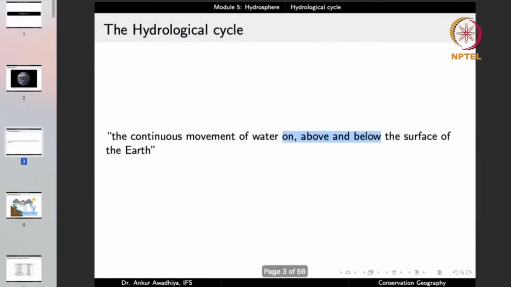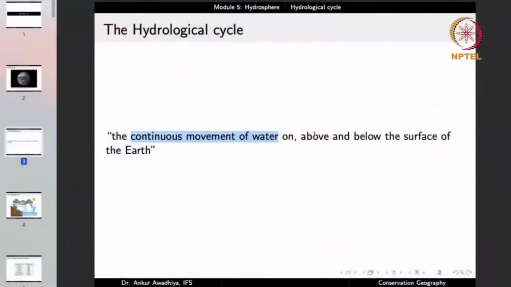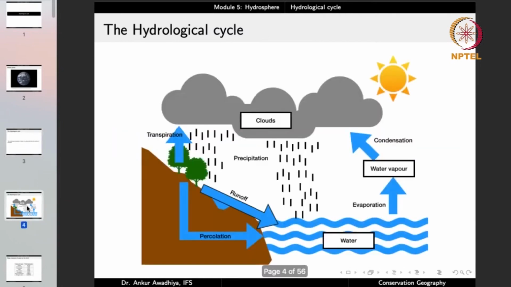So we can define the hydrological cycle as the continuous movement of water on, above and below the surface of the earth. The water cycle does not pause, the water cycle does not stop. The water cycle goes on and on. So it is a continuous process. It is a continuous movement of water on, above and below the surface of the earth. So in short, this is the hydrological cycle.